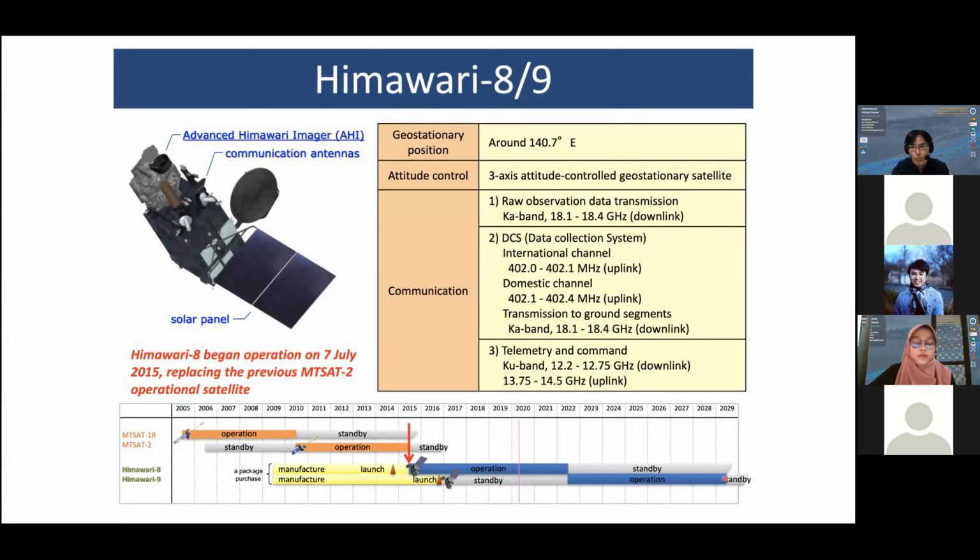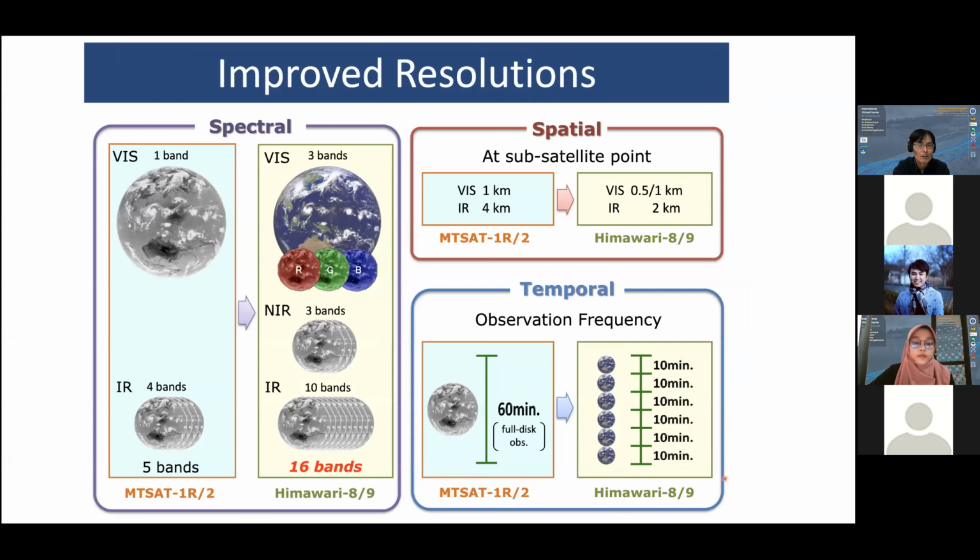Compared with the previous ones, Himawari-8 has improved resolutions. For example, for the visible wavelength, the previous satellite had only one band, so we could only get a monochrome image. Currently, Himawari-8 and 9 split the visible wavelength into 3 bands: red, green, and blue. This makes color image generation possible. Not only that, many other bands are also included.